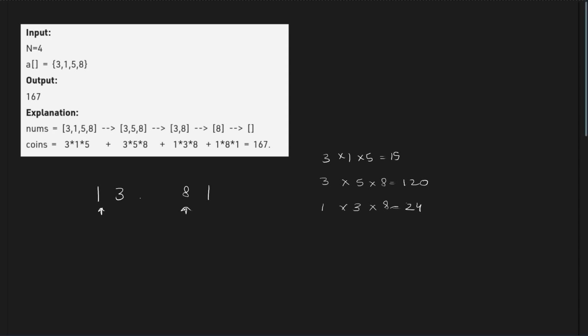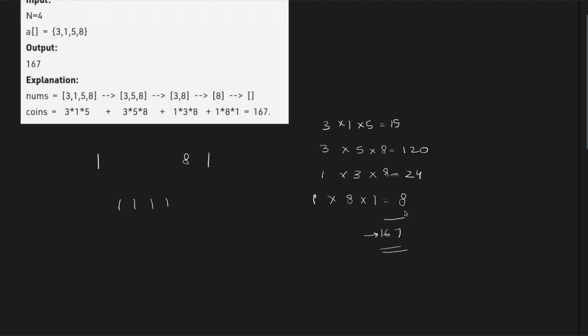Now the remaining element is 8, so the product will be 1 into 8 into 1, which is 8 itself. If you add all of these, this will be equal to 167, and this is the explanation of this test case. If you take any other order or sequence, the answer will never be 167; it is going to be less, unless you are removing the same elements. For example, in some sequences no matter what order you take, the answer will always be the same. But in a general case, the maximum answer is only possible if you follow one particular sequence.